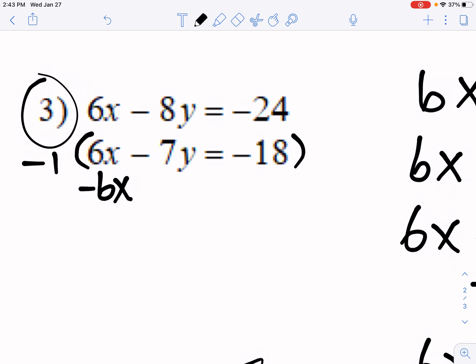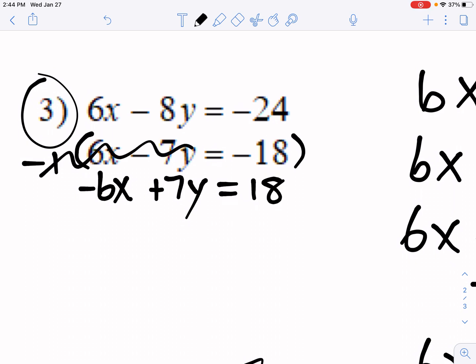But the problem is I can't just do that to one of the terms. I have to do that to each term. So we're going to multiply a -1 to each term and then add the top equation and the bottom equation together. Multiplying a -1 to 6x gives me a negative 6x. Multiplying -1 to a -7y gives me a positive 7y. And then multiplying -1 to a -18 gives us a positive 18. So this essentially becomes our new equation, and now we can add the top and the bottom together.